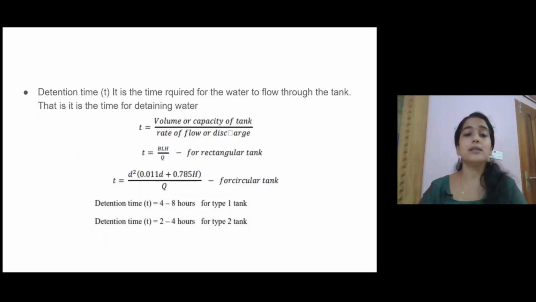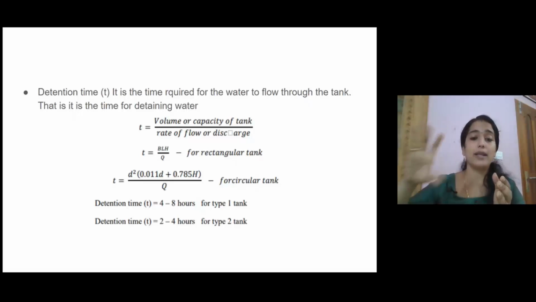Then the third term is the detention time. As you know, what is the detention time? We have to calculate this detention time. The volume or capacity of the tank divided by the rate of flow or discharge is known as the detention time. We can write the equation as breadth into length into height or depth, divided by Q, that is the discharge or rate of flow.